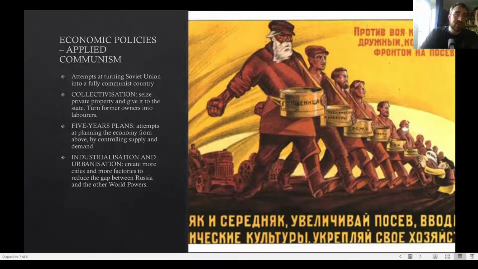Finally, Stalin recognized that there was a huge gap to fill between the Soviet Union and the more developed European and American economies, a gap that he tried to fill with a combination of industrialization, meaning that he started creating new factories, mostly heavy manufacture and metalworks, and urbanization, meaning that he started creating new cities where those who worked in the new factories could live.